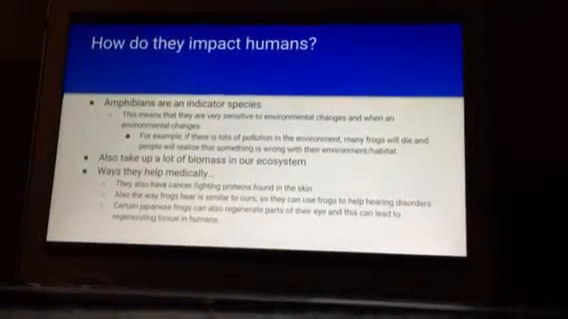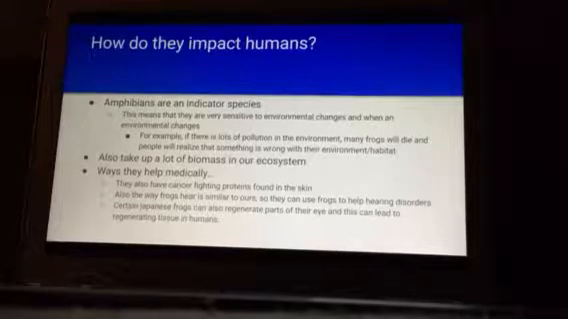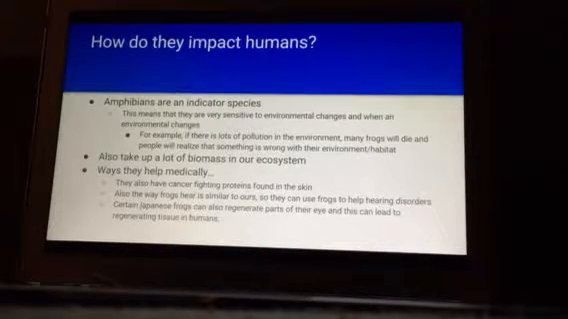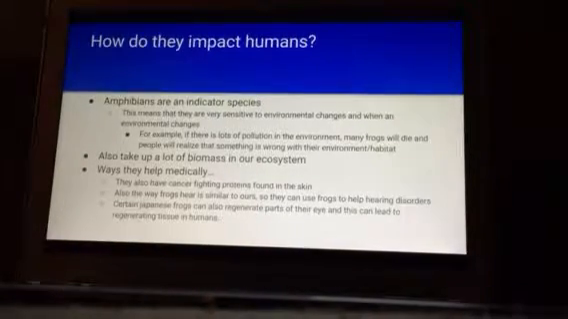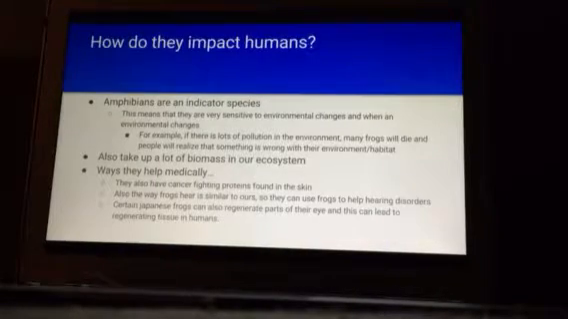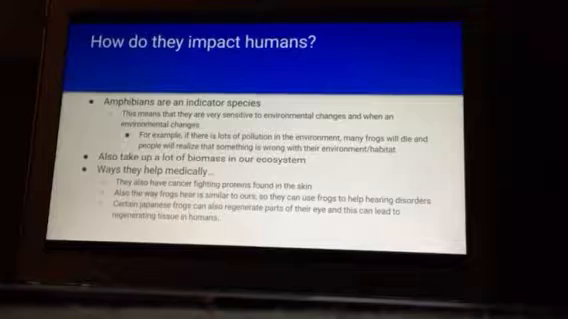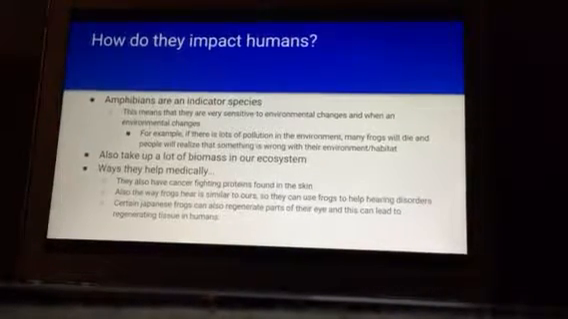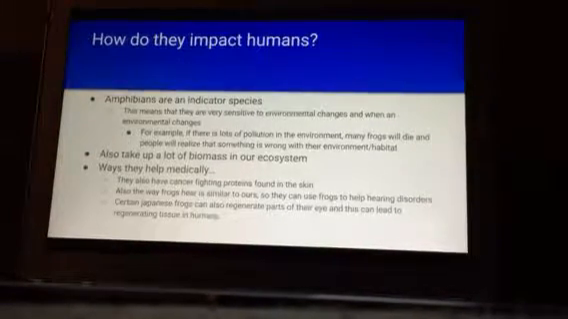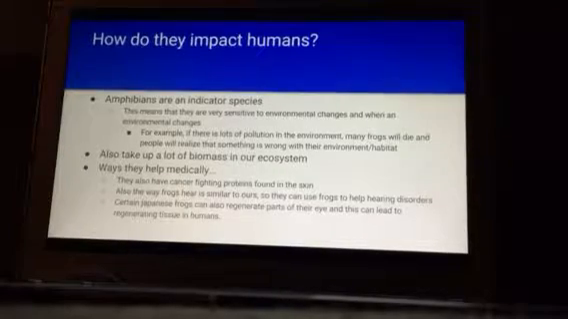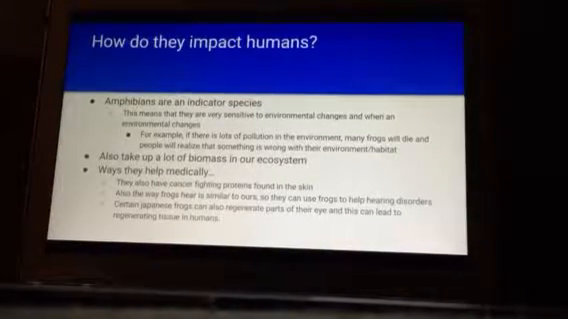How do they impact humans? Amphibians are indicator species. This means that they are very sensitive to environmental changes, and when the environment changes, this can kill them. For example, if there is lots of pollution in the environment, many frogs will die and people will realize that something is wrong with their environment/habitat. They also take up lots of biomass in their ecosystem.